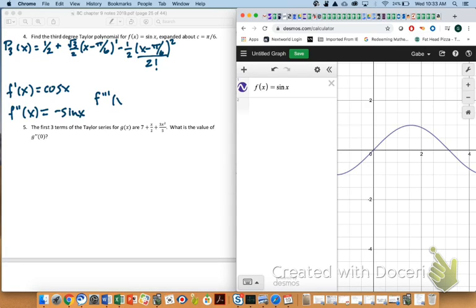Last one would be based on the third derivative. So f triple prime of x equals what? Negative cosine, yep. So then what is f triple prime of pi over 6? Negative root 3 over 2. Got it. So negative root 3 over 2 times x minus pi over 6 cubed over 3 factorial. And how do I know that I'm done? Because that's the third degree.